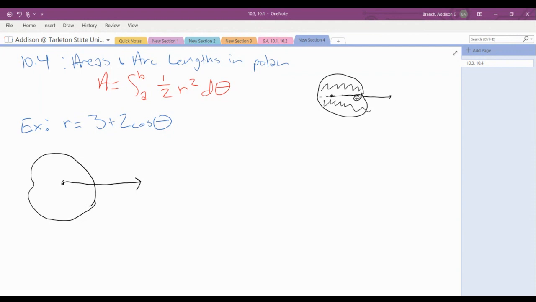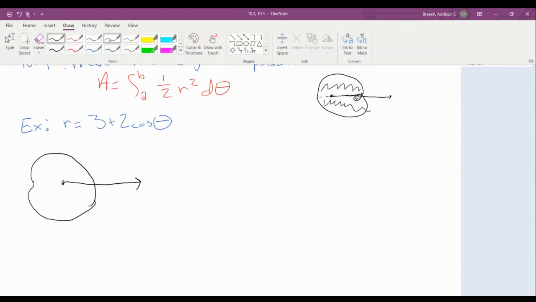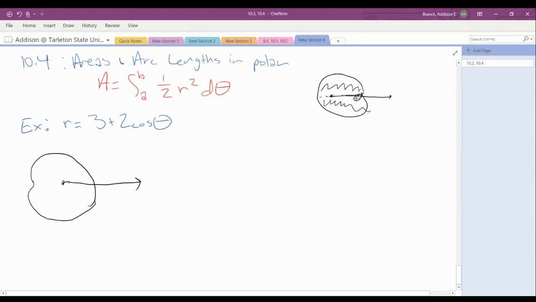For this one, let's say we weren't using Desmos and we wanted to see where things fell on our graph. I usually just try to pick some sample points at every multiple of pi over 2.